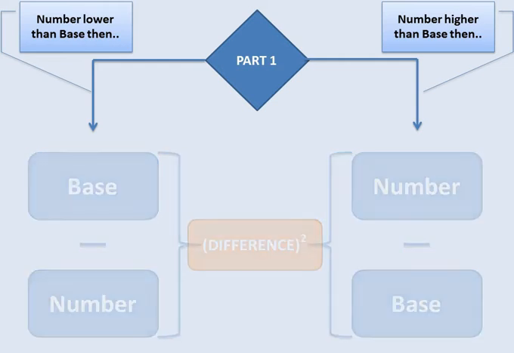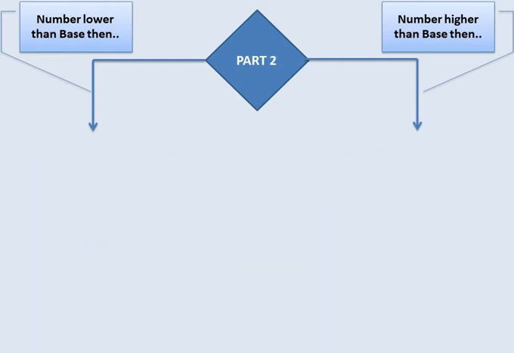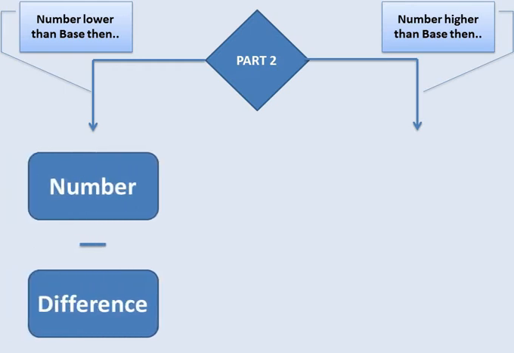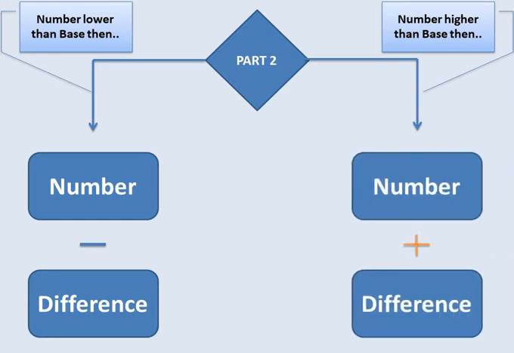Moving forward to part 2, this part will also have similar two cases. When the number is lower than the base, then we have to subtract the difference from part 1 from the main number. For example, our number was 96 and the difference was 4. So we have to subtract the difference from the number. And when the number is higher than the base, we have to add the difference from part 1 to our number.